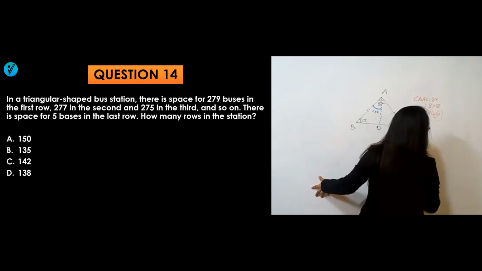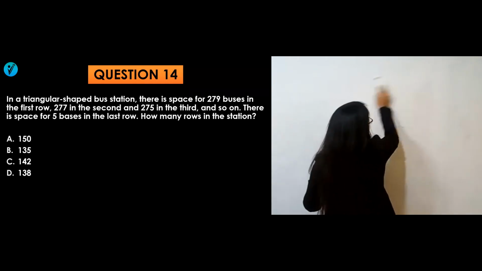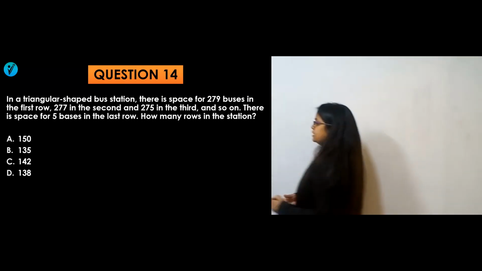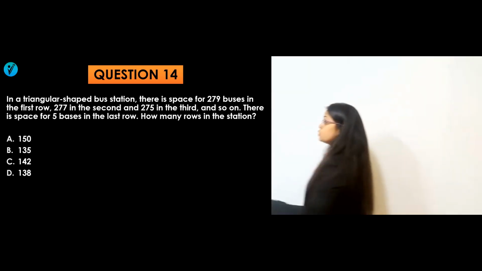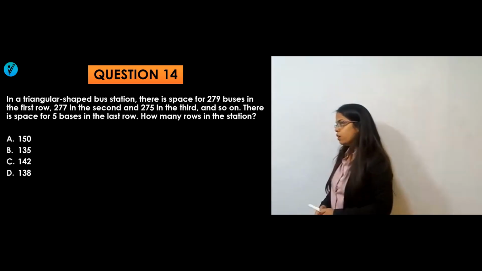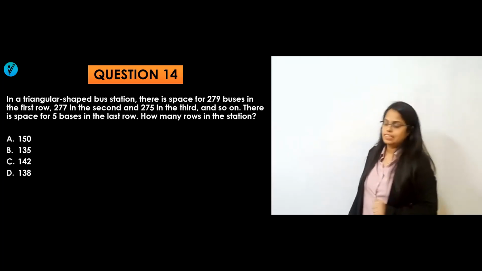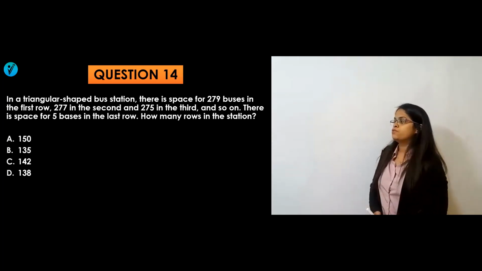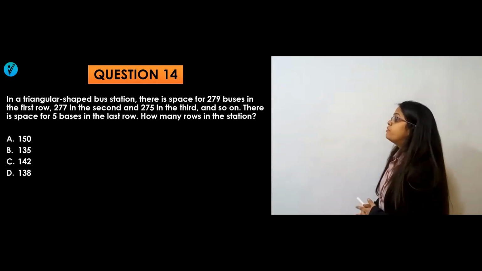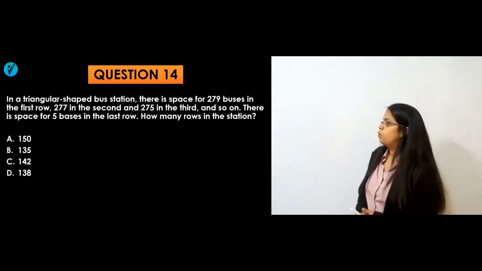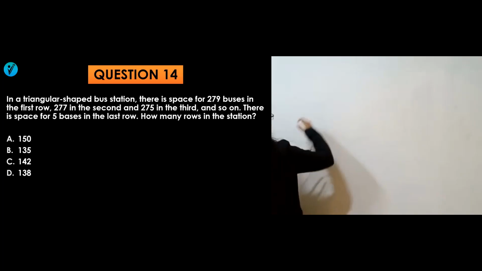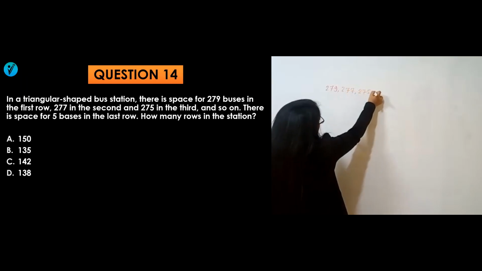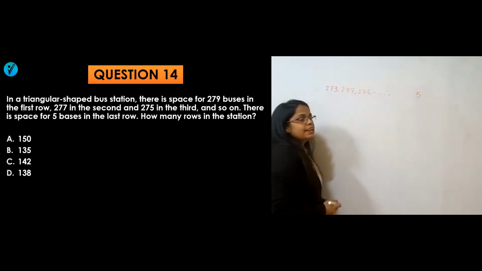Let's read it. What are they saying in this question now? In a triangular shaped bus station, there is a space for 279 buses in the first row, 277 buses in the second row, 275 in the third, and so on. There is a space for 5 buses in the last row. So, how many rows are in the station? At the first, there will be 279, then 277, 275, and so on, and at the last, there is 5.